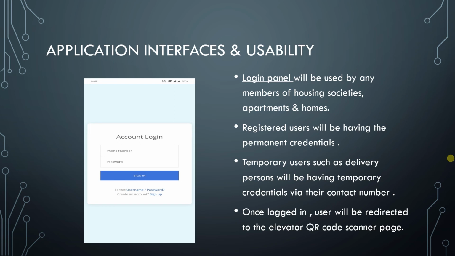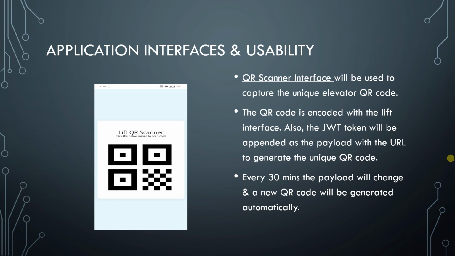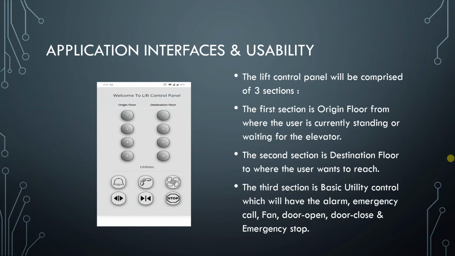Now let's go through our application interface and its usability. First is the login panel, which will be used by any members of the housing society and apartments to log in, and they will be redirected to the elevator QR code scanner page. The QR code scanner page will be used to capture the unique elevator QR code. The next UI panel is the control panel, which will have three sections.